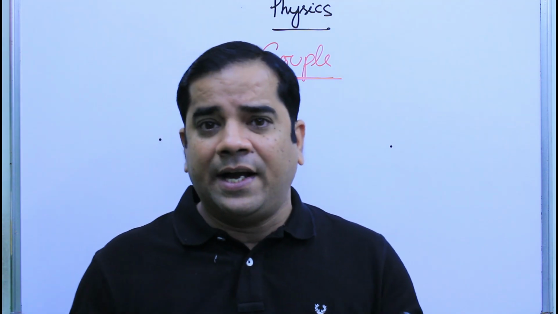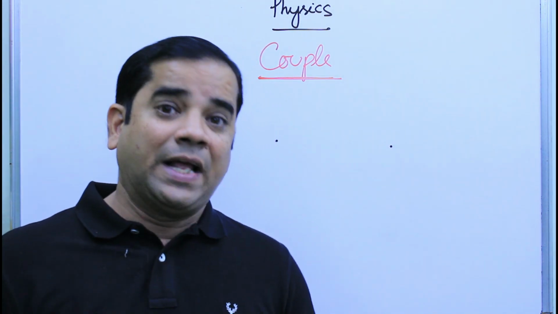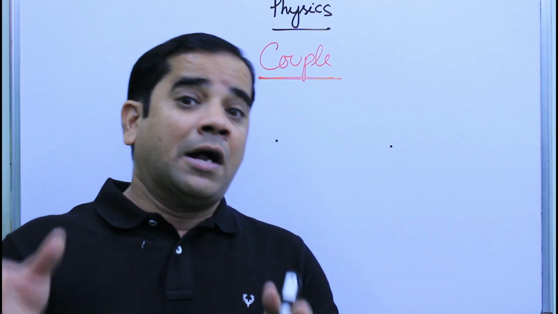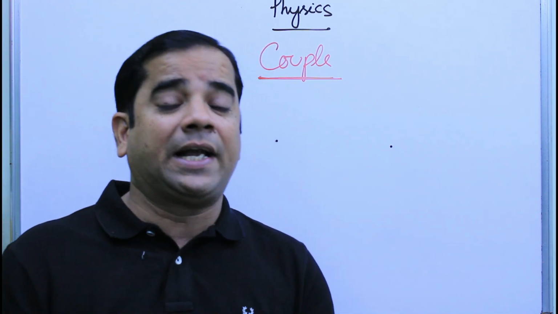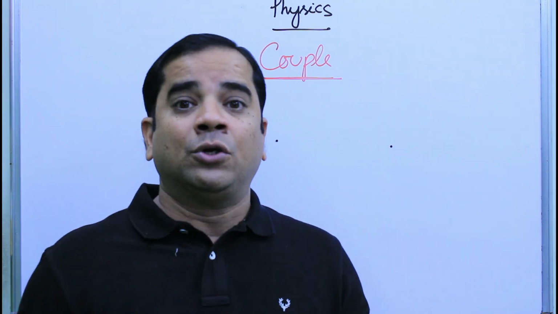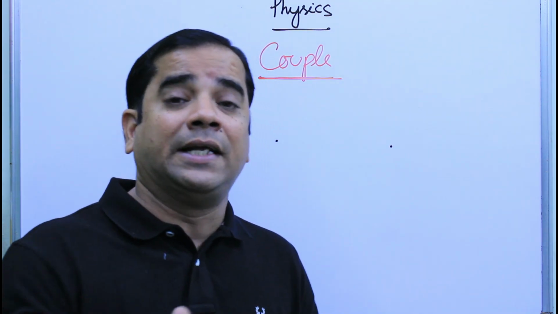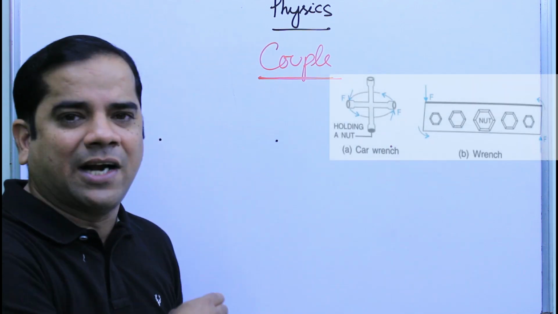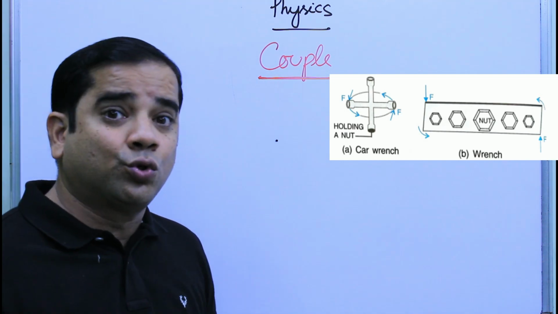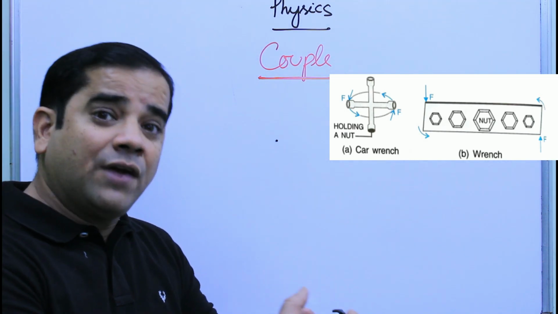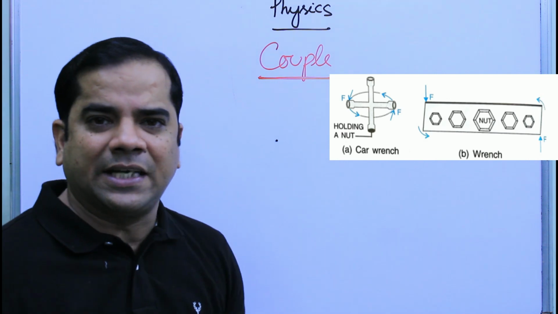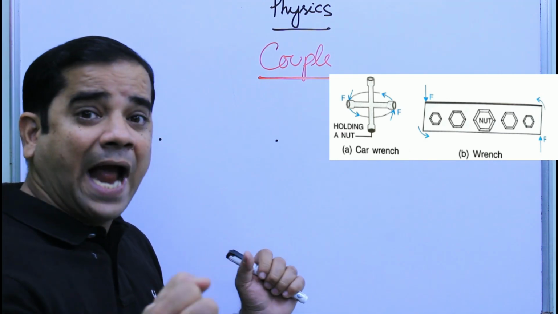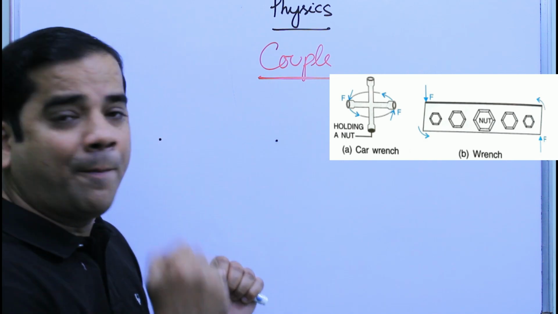Sometimes when we need a greater amount of turning effect, then forces of equal magnitude and opposite directions are applied explicitly on such parts of the body so that the body rotates in the same direction. For example, as you can see in the diagram, it's a wrench that is used to remove the car wheel from the car. So in such cases, what happens? The force is applied on opposite handles of the wrench, as you can see in the diagram.